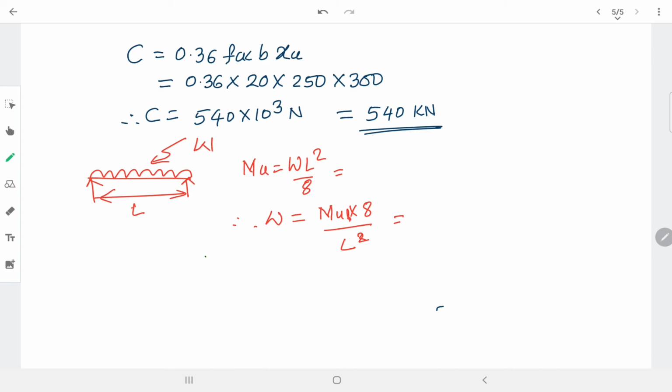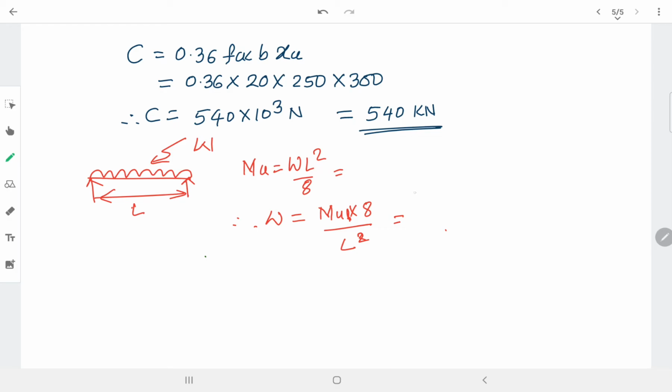Actually, these types of problems you will not get if it is doubly reinforced. Whenever somebody generates the problem, he will give all the data of compression and tension. So in one or two cases you may get these types of half problems. So you just go through that.